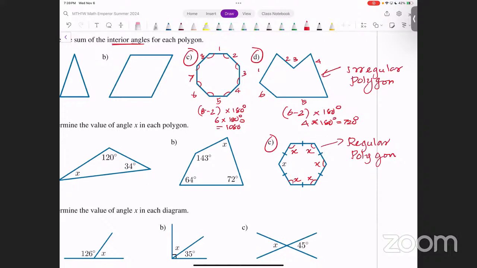All right, so can you guys do C, please? Let's see, how would you find every angle x? You know how to find the total angles, right? You know the number of sides, and if you divide the total angle by the number of sides, you will get the x. Can you guys do the math?